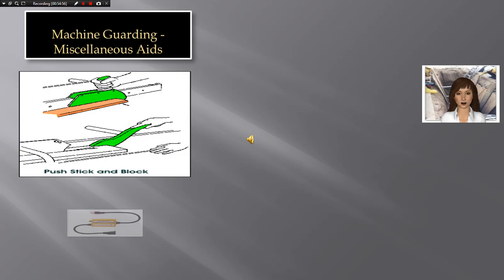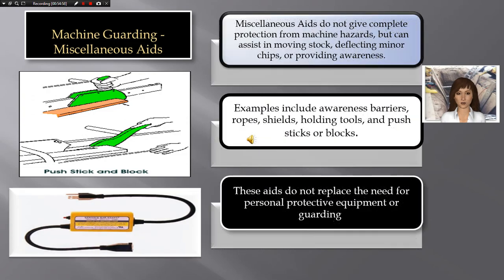Miscellaneous aids do not give complete protection from machine hazards, but can assist in moving stock, deflecting minor chips, or providing awareness. Examples include awareness barriers, ropes, shields, holding tools, and push sticks or blocks. These aids do not replace the need for personal protective equipment or guarding.